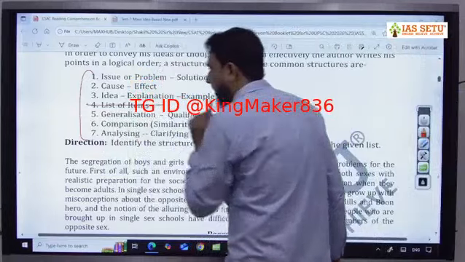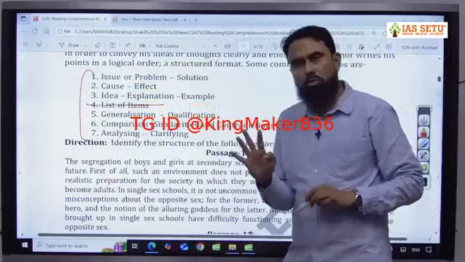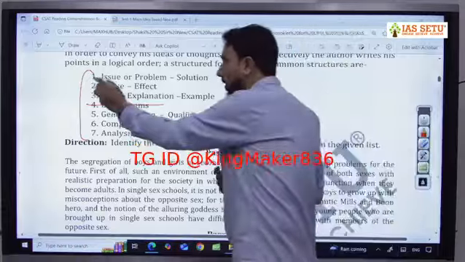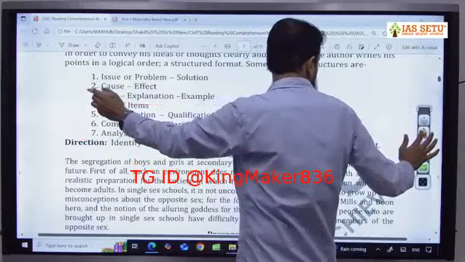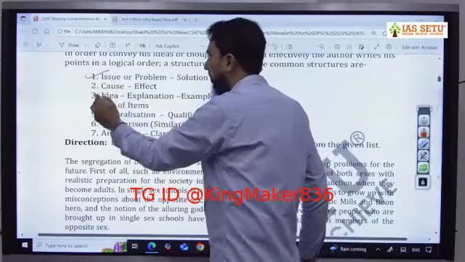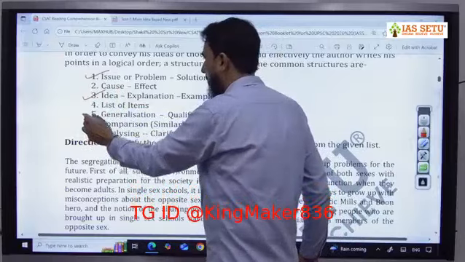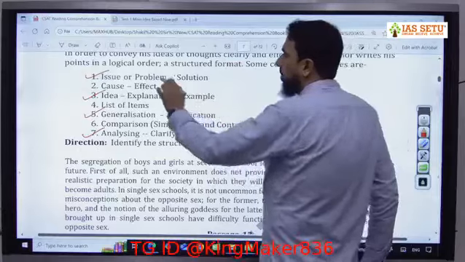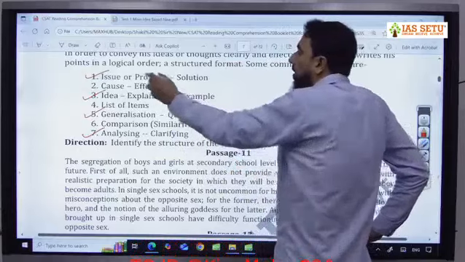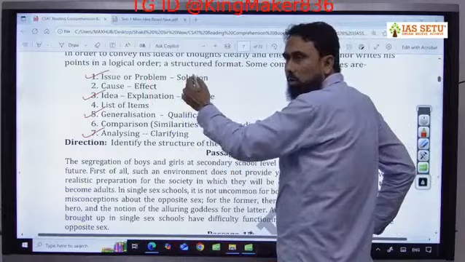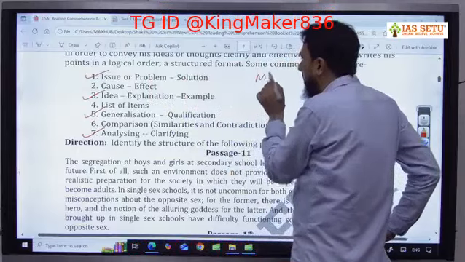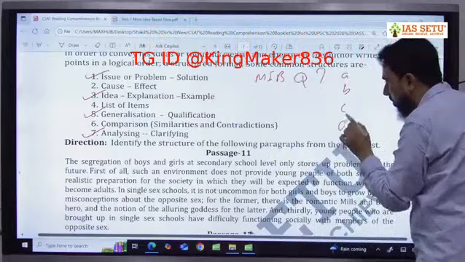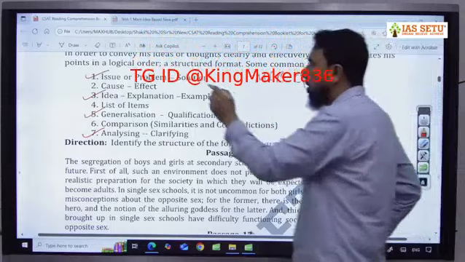Exception is this one, list of items. Now there are 4 structures where you can apply this formula, structure based approach. In number 1, number 3, 5 and 7. After reading a para, if you have identified that the para is problem and solution, and the question is main idea, you are evaluating 4 options. You can take some help from here.